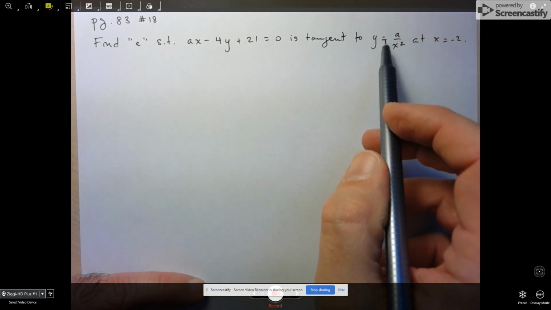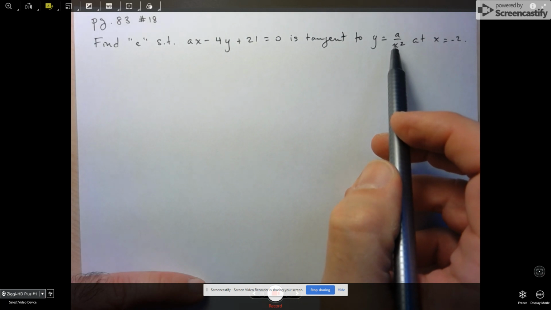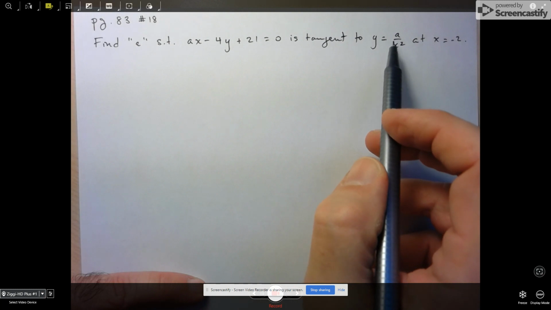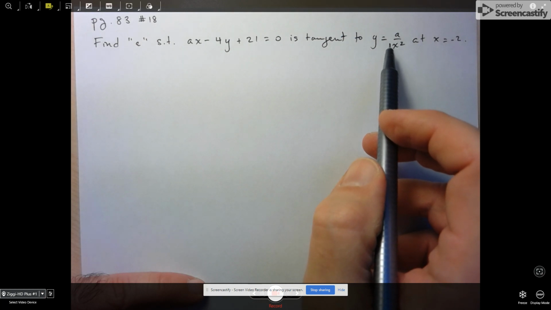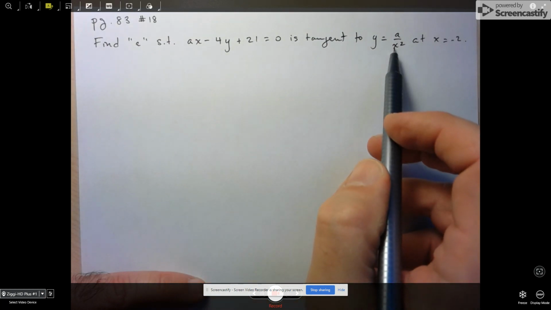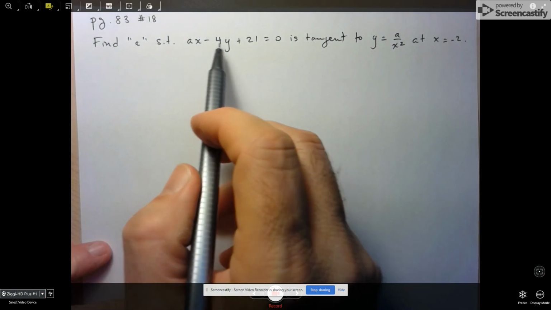So that means that this line and this curve have to share a point, and the slope of this line represents the rate of change of this curve at that point. But of course, now we know that the rate of change can also be determined by finding the derivative. So that means the slope of this line is the derivative of that function at x equals -2. All right, so let's start by finding the slope of this line.